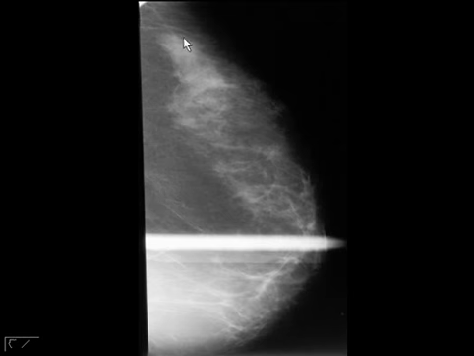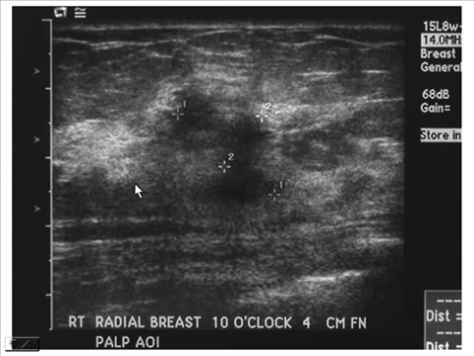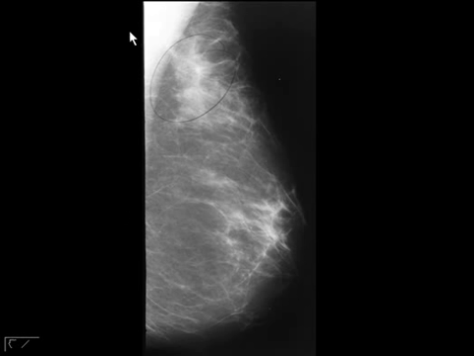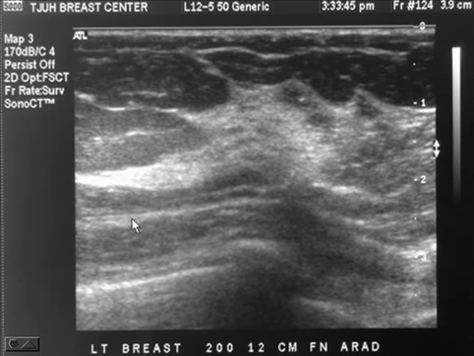Here's an area where there's a region of asymmetry on the mammogram spot compression view, and it corresponds to an irregular, abnormal, suspicious-looking mass on the ultrasound. Here's a similar-looking region on the mammogram that actually looked to us like it could have some spiculation. And then we did the ultrasound and didn't find anything that looked abnormal or suspicious at all, but rather found normal breast tissue. These are probably some Cooper's ligaments extending into the superficial fascia. And this, to us, looks like just normal breast tissue.